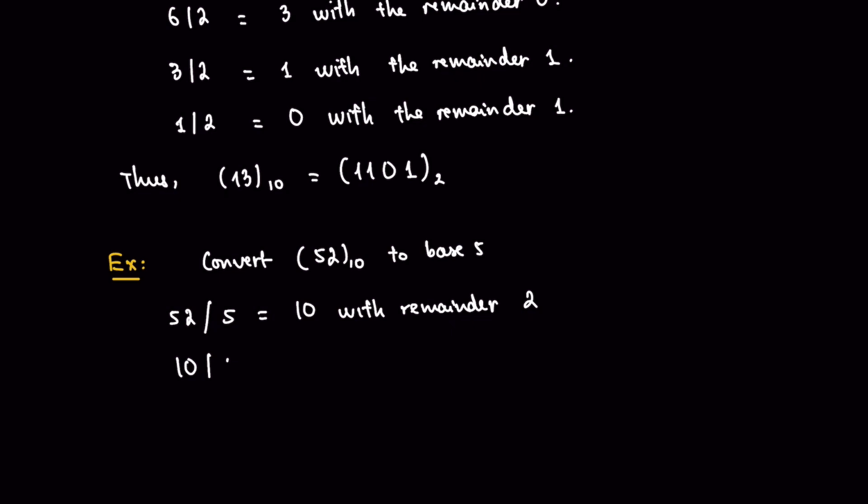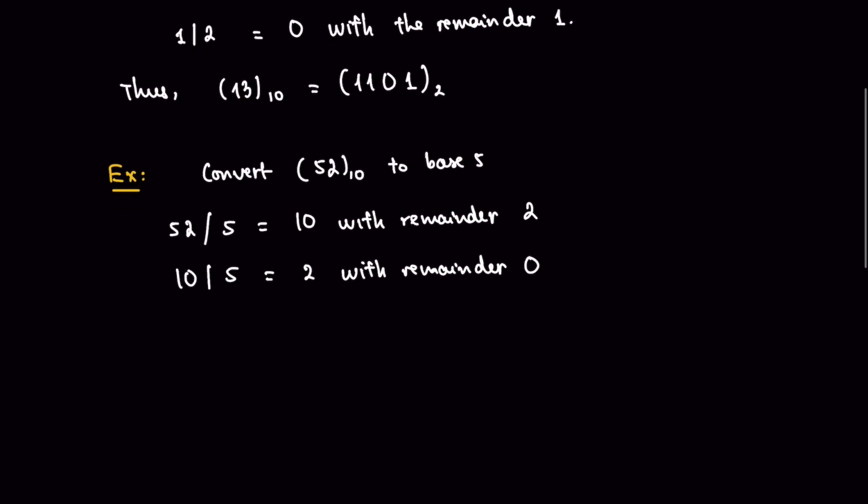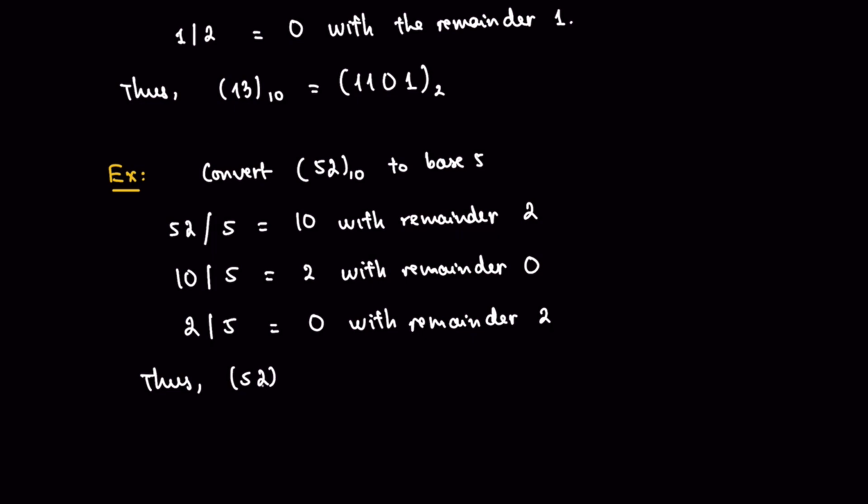You take 10, you divide it by 5, you get 2 with the remainder 0. And you take 2 divided by 5, you cannot really divide it by 5, so the quotient is 0 with remainder 2. So 52 in base 10 is equivalent to 202 in base 5. Again, what you want to do is you go from the bottom up, and you take all the remainders and put them together like that.